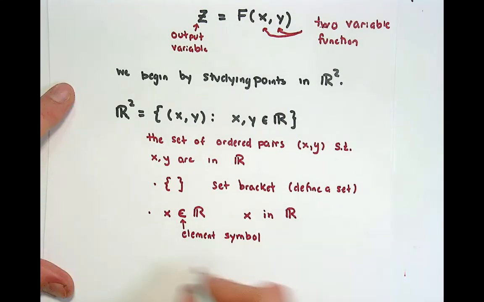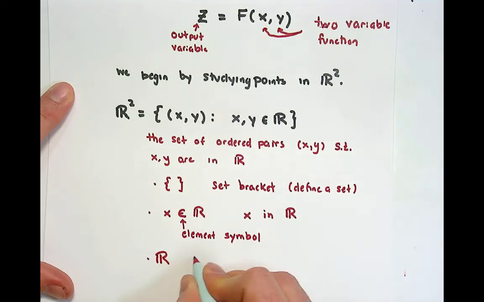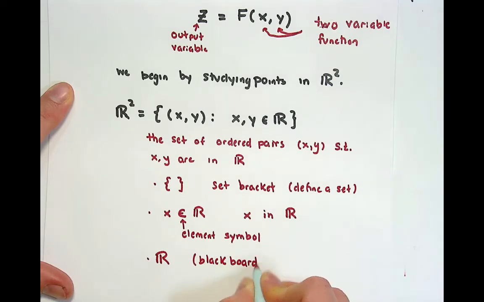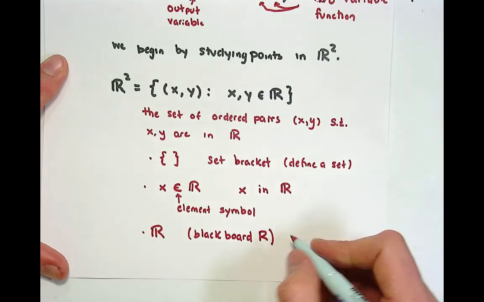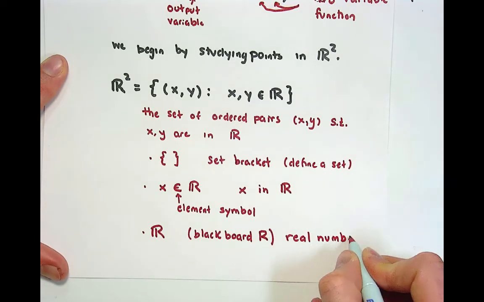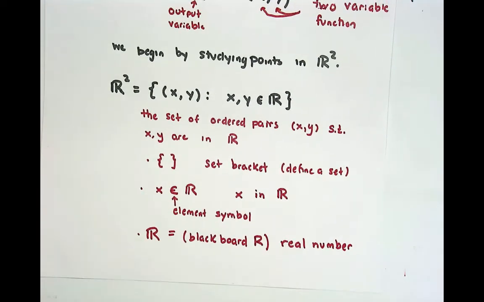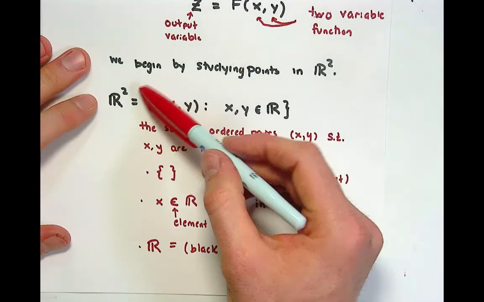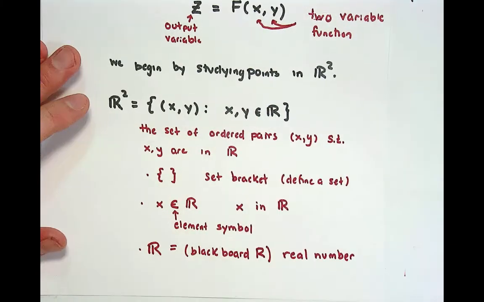And then this thing here is called Blackboard R, because way back when people wrote on blackboards, they distinguished this from a regular R. It represents the real numbers. So it's the set of all real numbers. So the name for that symbol is Blackboard R, and it's the set of all real numbers. So R2, the two-dimensional inputs to our function, is the set of ordered pairs that looks like this.